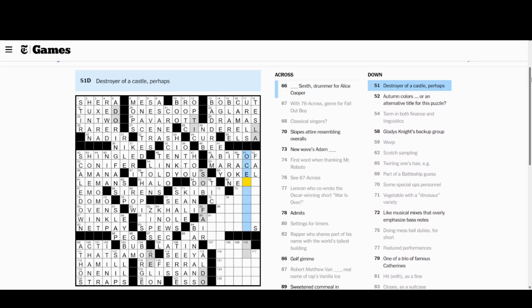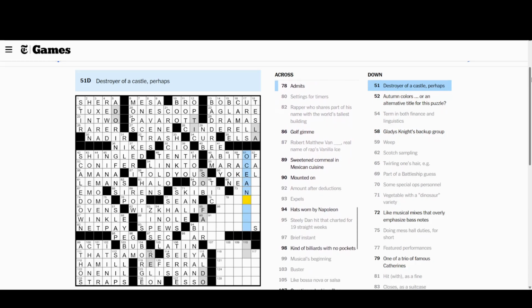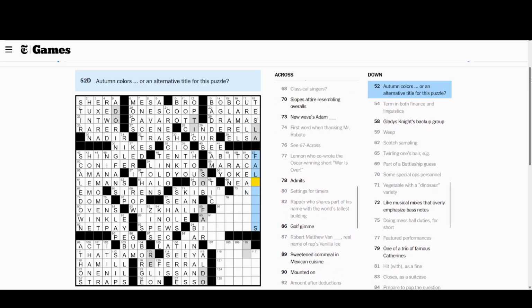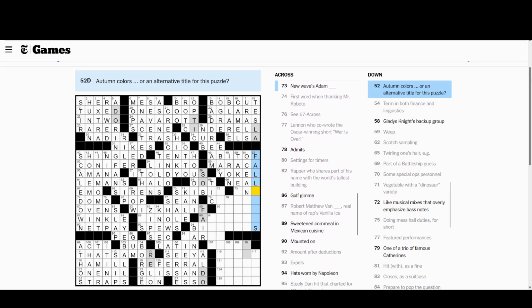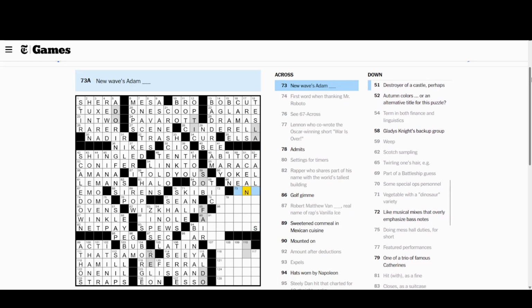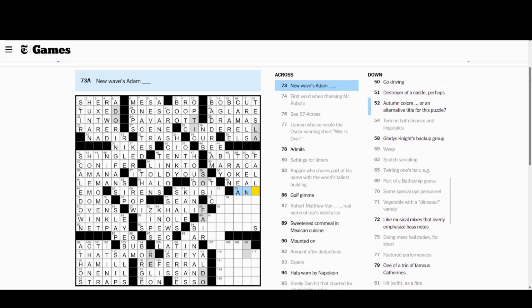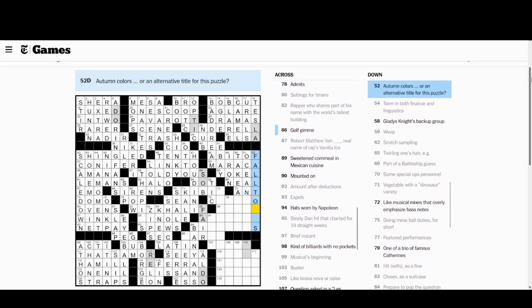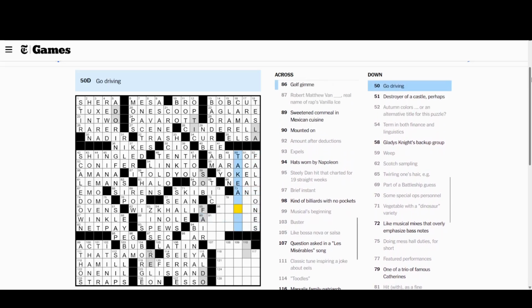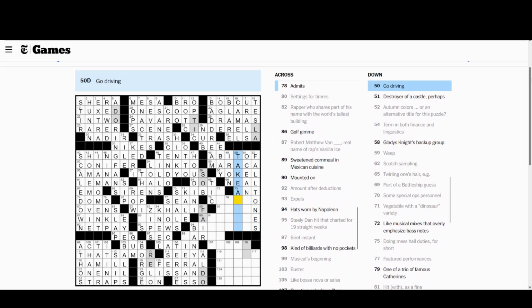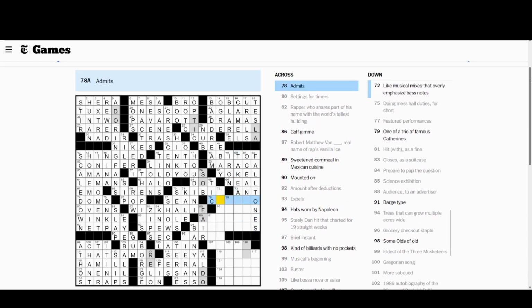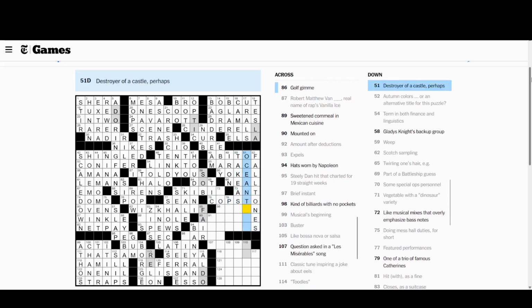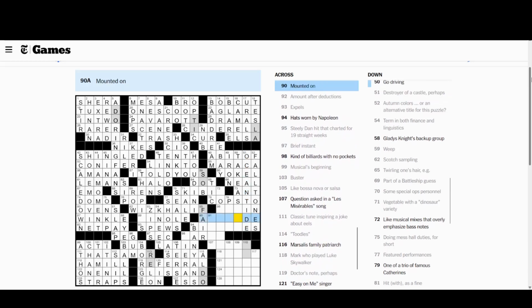Destroyer of a castle, perhaps. I think we're talking about sand castles, so it's going to be ocean something. Let's take a look at this. Autumn colors, fall, new waves, Adam, and fall, this is going to be fall tones. Go driving. Admits it's probably cops to ocean tide, I think.